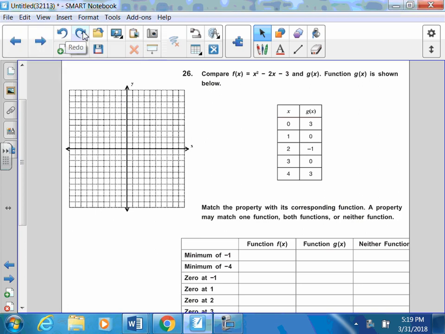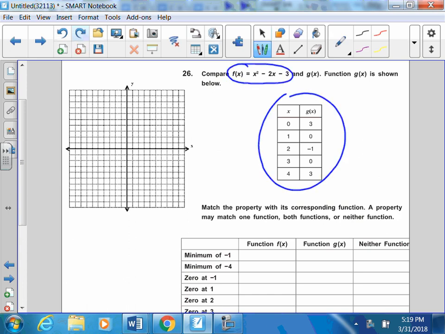Okay, so for comparing the two functions, here you have f of x in an equation, and then g of x is in a table. I think the easiest way to do it is to graph them. So first I'm going to graph the table. Okay, so that's the table.